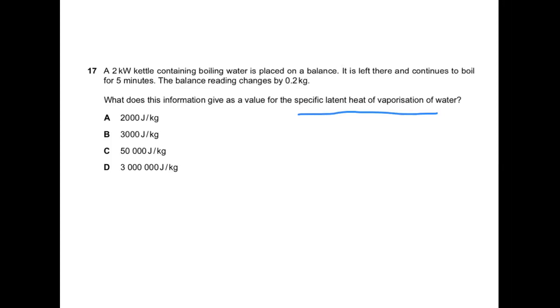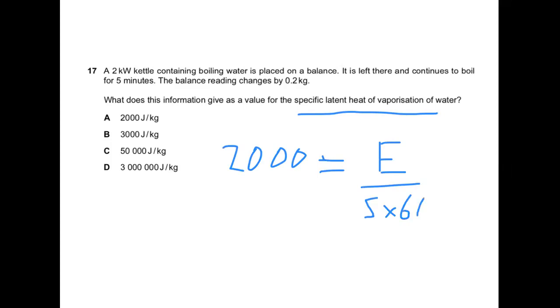So the power over here is 2000 watt. 2 kilowatt is 2000 watt. And the time taken is 5 minutes. So in seconds, it will be 5 into 60. So the energy supplied equals 2000 into 5 into 60. That is 600,000.